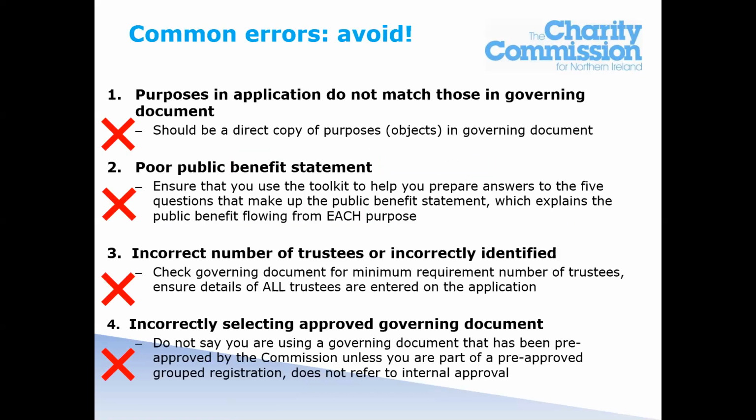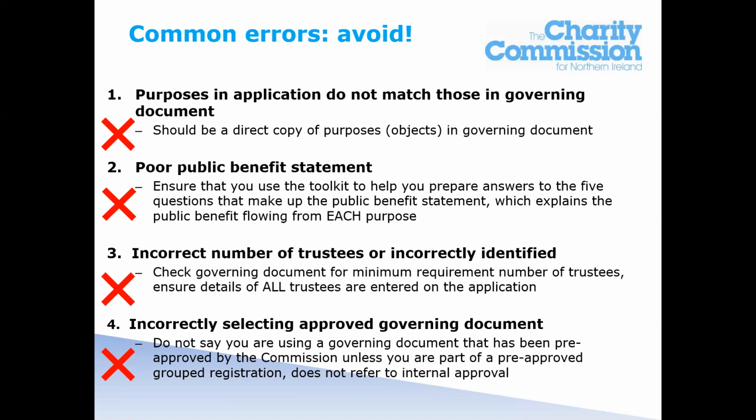Here are some of the most common errors we find on registration applications. Number 1, the purposes in the application do not match those in your governing document. There should be a direct copy of purposes or objects in the governing document. Number 2, poor public benefit statement. Ensure that you use the toolkit to help you prepare answers to the 5 questions that make up the public benefit statement, which explains the public benefit flowing from each purpose.